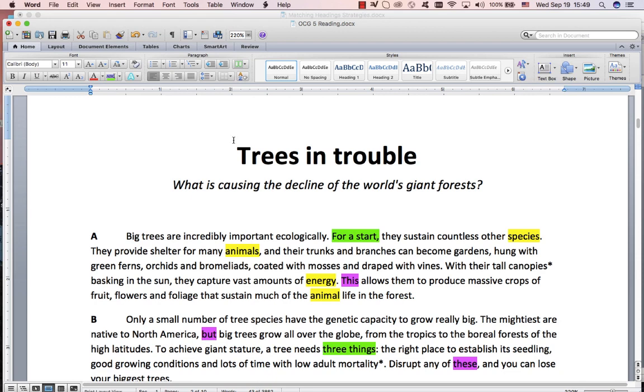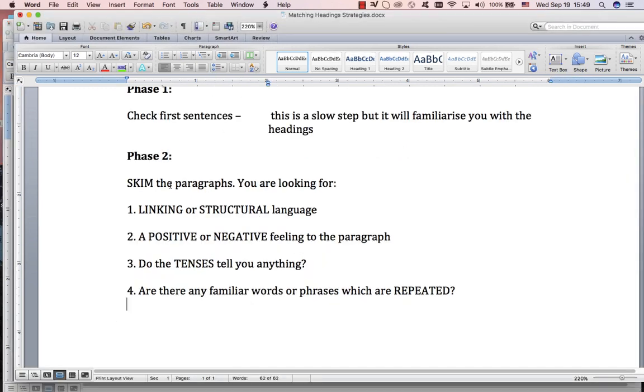So just to repeat, let's look at our list again. We saw some linking or structural language. It kind of helped us. It helped us with paragraph B, yes. Positive or negative definitely helped us in this reading. It doesn't always. Tenses told us nothing. Familiar words which were repeated maybe told us a little bit.